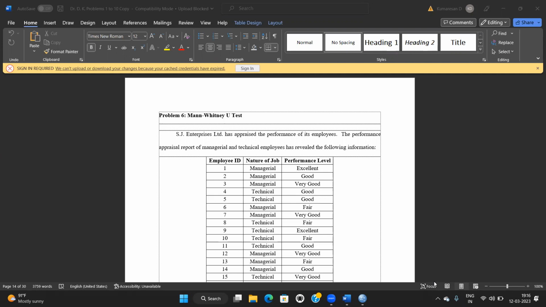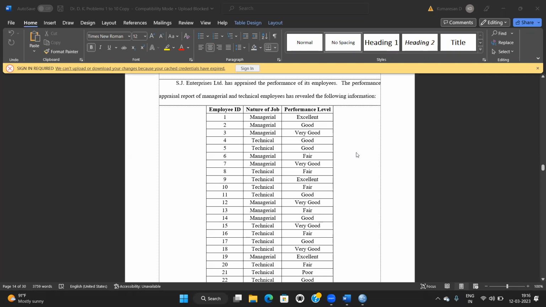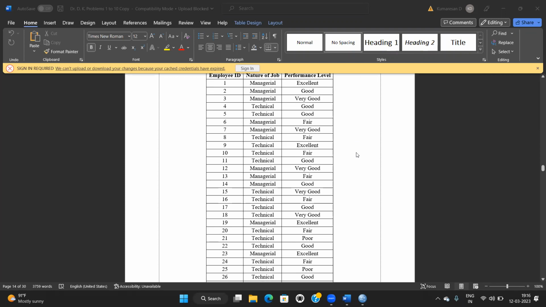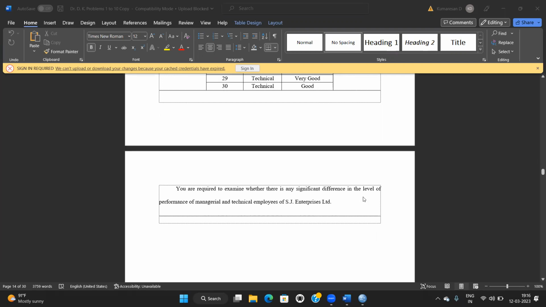So the performance level must be measured in terms of grades. It is ordinal data. Here it is given as ordinal data. So managerial and technical are the two categories. Performance level: excellent, very good, good, fair and poor are the grades. Now the question: you are required to examine whether there is any significant difference in the level of performance of managerial and technical employees.